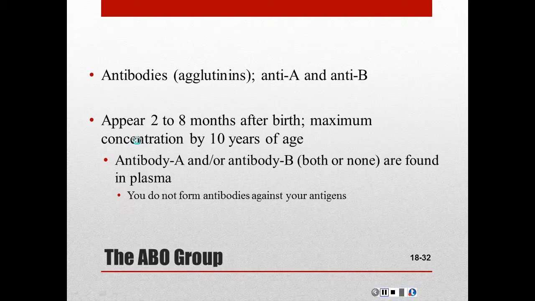Right, so our ABO group consists of types A, B, AB, and O. Now, a person's ABO blood type is determined by the hereditary presence or absence of the antigens A and B on the person's red blood cells. Antigens of the ABO group begin to appear 2 to 8 months after birth, and they reach maximum concentrations between 8 to 10 years of age, and then they slowly decline.